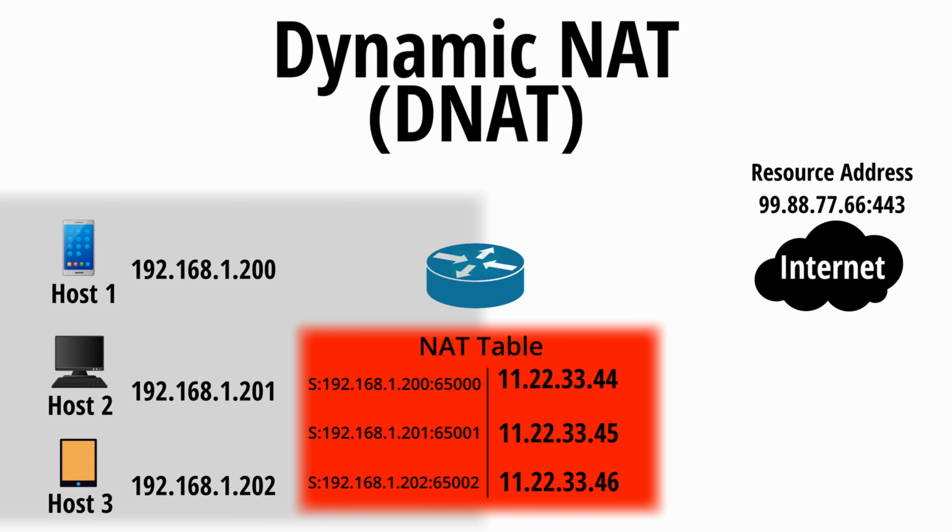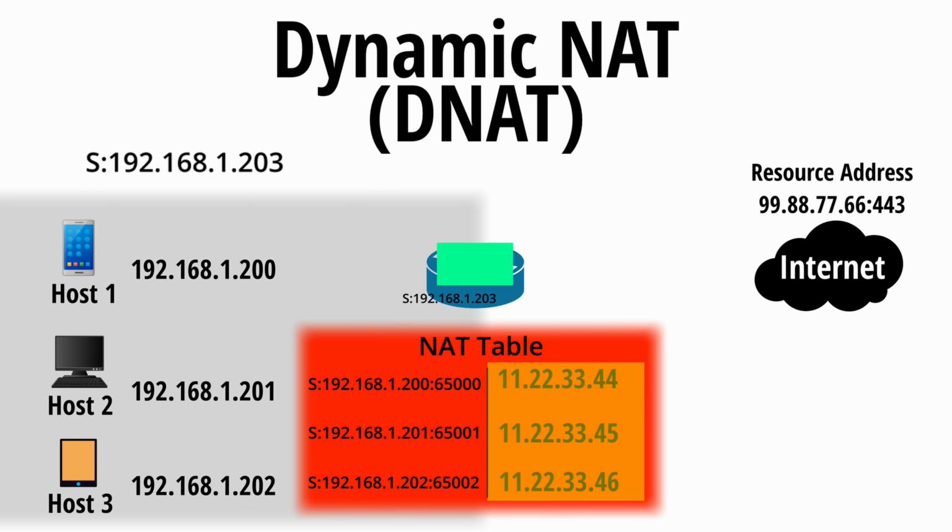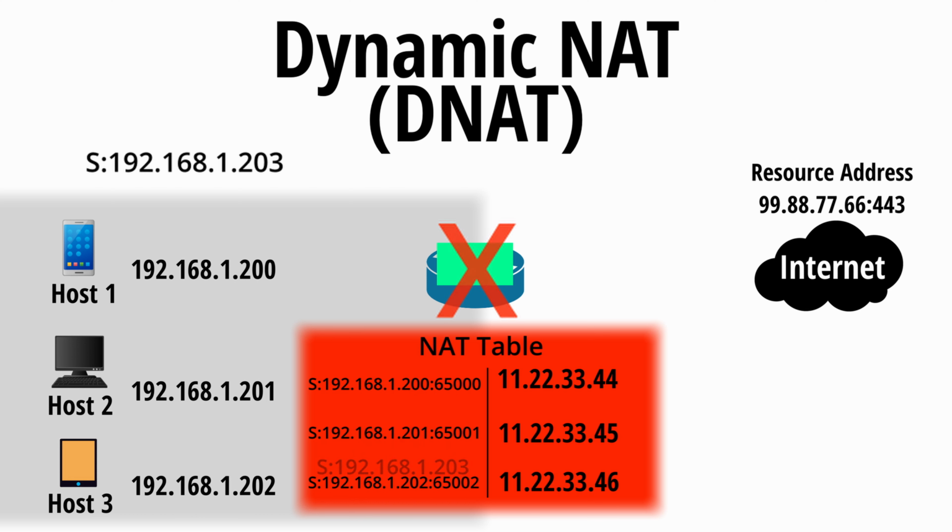But what if a 4th private host wants to connect? It's got a private address of 192.168.1.203. It sends its packet to the router, but the 3 public addresses are in use, so the packet is going to be dropped. You can't use the same public IP address for multiple devices using dynamic NAT. If a host stops using one of the 3 public addresses, host 4 can now get out to the internet, but that will affect host 1 when it wants to get out to the internet again.